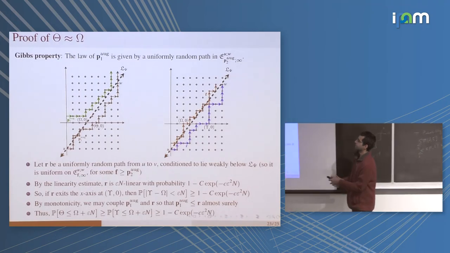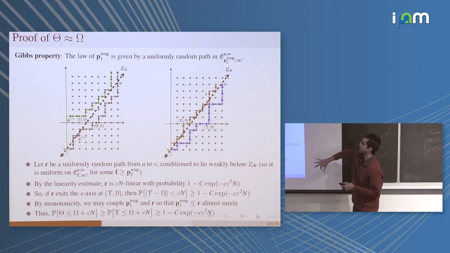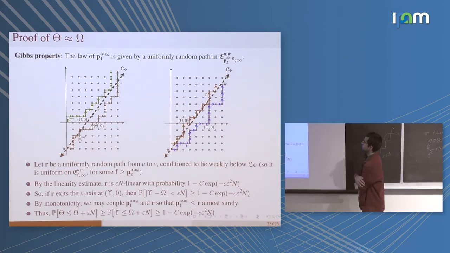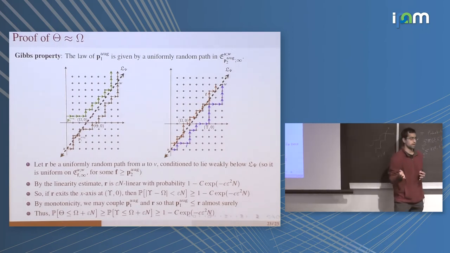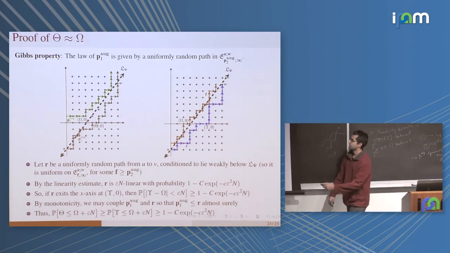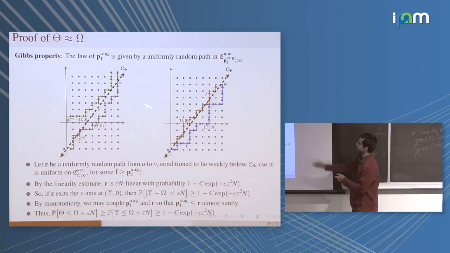If I want the upper bound, then what I'm going to do is push the green path to the diagonal. I'm going to push the green path all the way to this dashed L. Once I do that, again, I can do the monotone coupling. I'm pushing P2 aug down to the diagonal, which I can do because P2 always lies below the line. This tells me that in this new model, the brown path lies above the blue path.